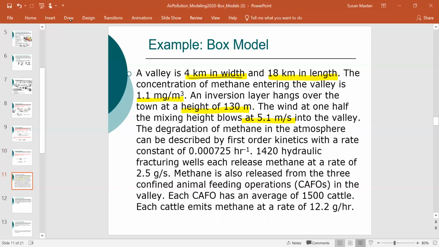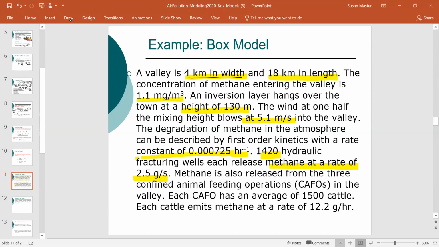The degradation of methane in the atmosphere can be described by first-order kinetics, and we have a rate constant of 7.25 times 10 to the minus 4 inverse hours. And this is an area where we have a significant amount of hydraulic fracturing or fracking wells. We have 1,420 of them. Parts of Pennsylvania would look like this. And each of them is emitting methane at a rate of 2.5 grams per second.